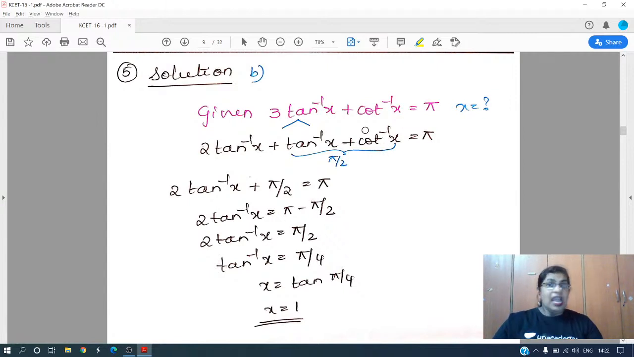Now tell me, can I write 3 as 2 plus 1? Yes. So can I write 3x as 2x plus 1x? Yes. So then can I write 3 tan inverse x as 2 tan inverse x plus tan inverse x here? Yes, I can. Plus cot inverse x right as it is. Okay. So now here.